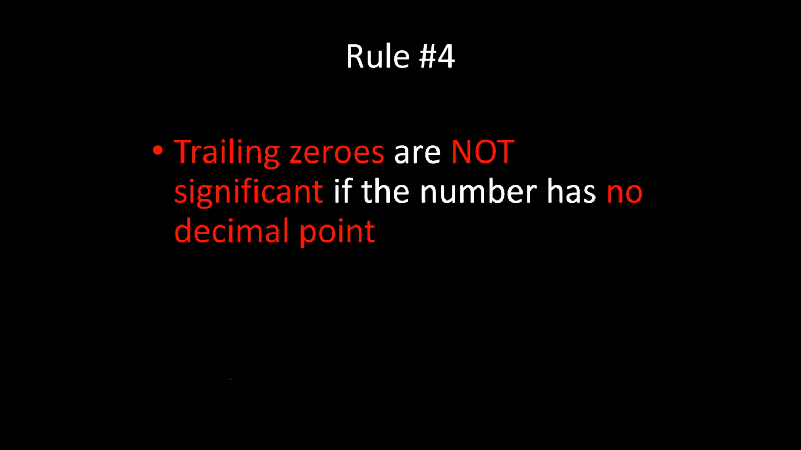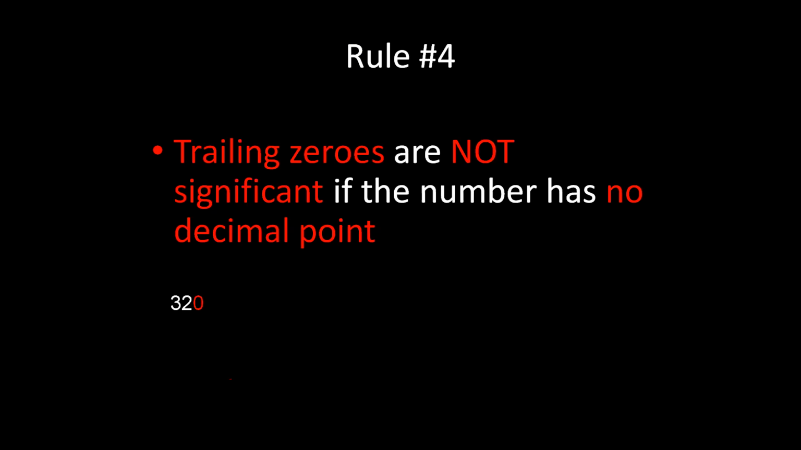And let us look into rule number 4. It is also going to be about trailing zeros, but if the number does not have a decimal point, trailing zeros should not be counted significant. So trailing zeros have to be counted significant if a number has a decimal point. If the number does not have a decimal point, trailing zeros cannot be counted significant. For example, in the number 320, 0 is a trailing zero and it does not have a decimal point.